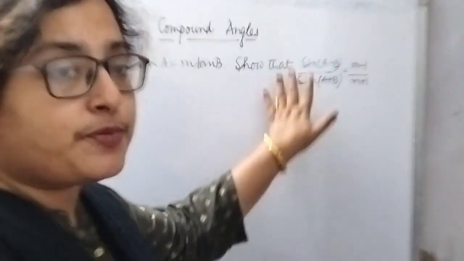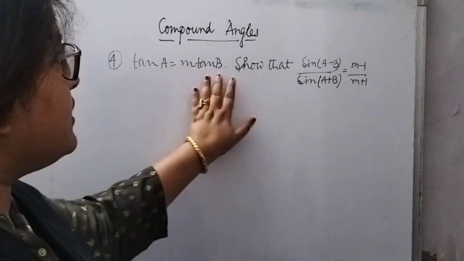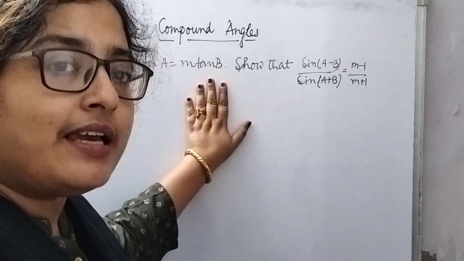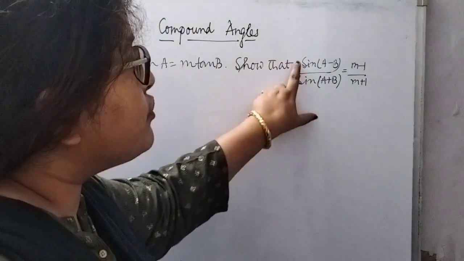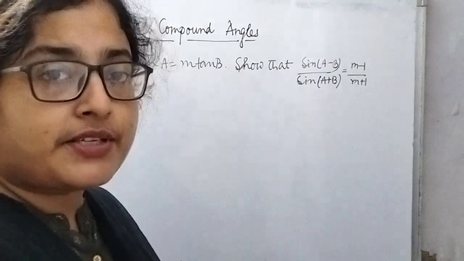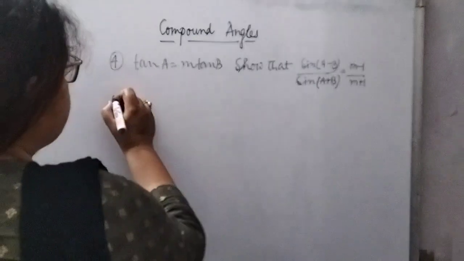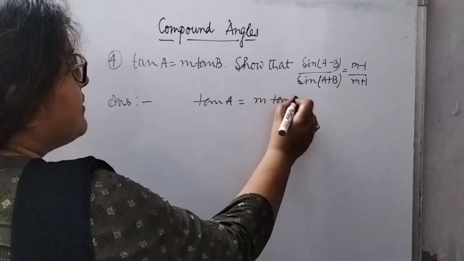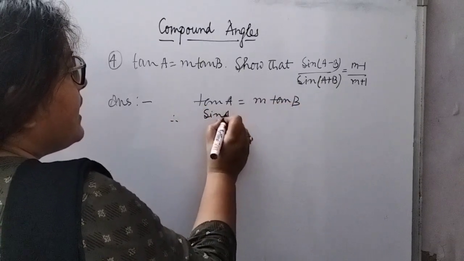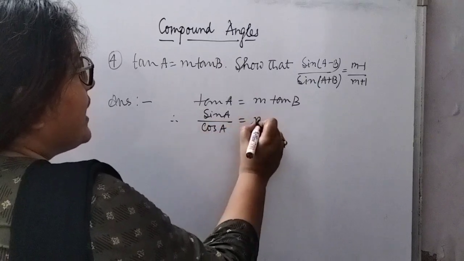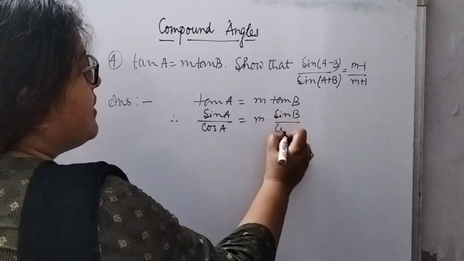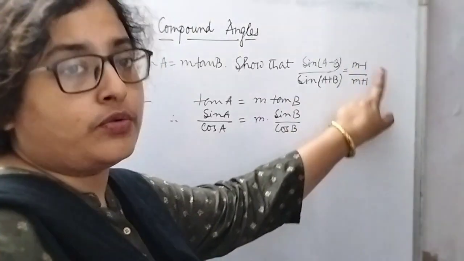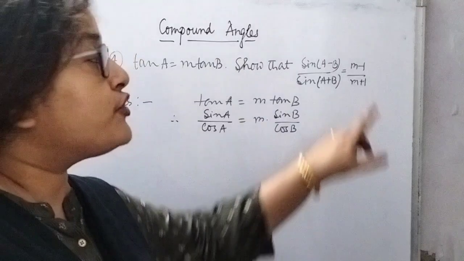So from this expression, it is clear to us that this relation, tan A and tan B, must be represented as sine A by cos A and sine B by cos B. Because here we have to show sine A minus B by sine A plus B equals to m minus 1 by m plus 1. Okay, so let's do this. As it is given, tan A equals to m tan B. So tan A can be written as sine A by cos A equals to m into sine B by cos B. Okay. Now here look students, m is alone, that is m minus 1 by m plus 1. No trigonometric ratio is adjacent with m.